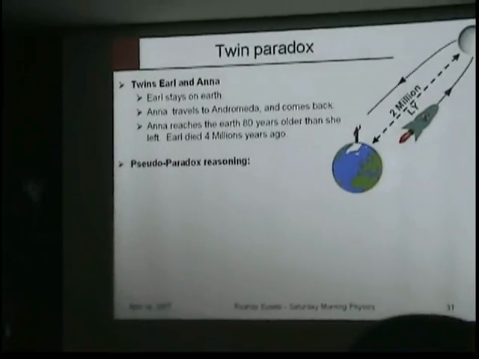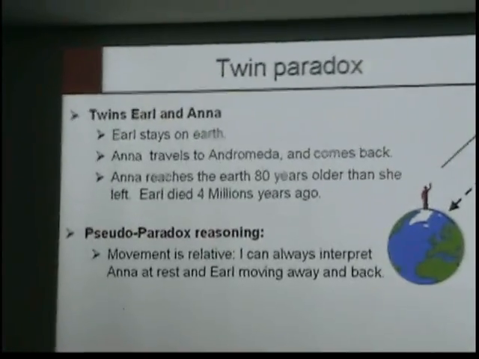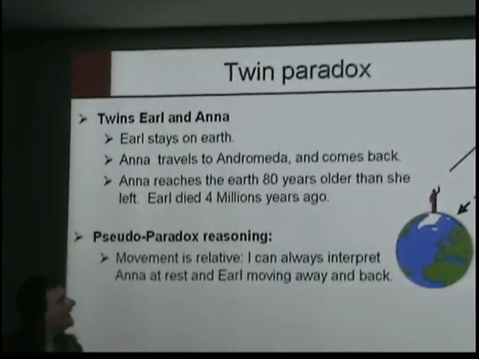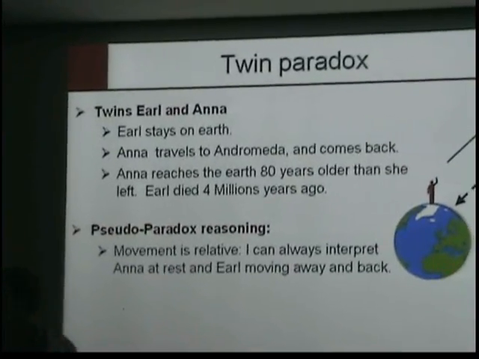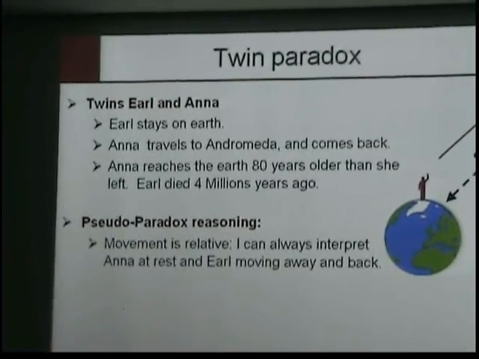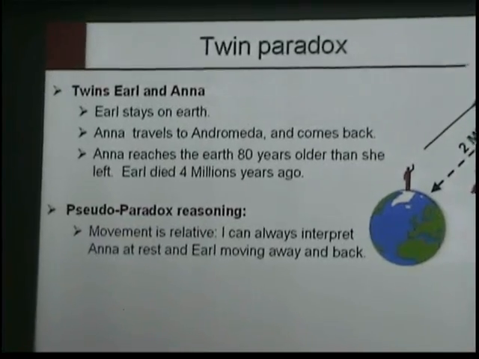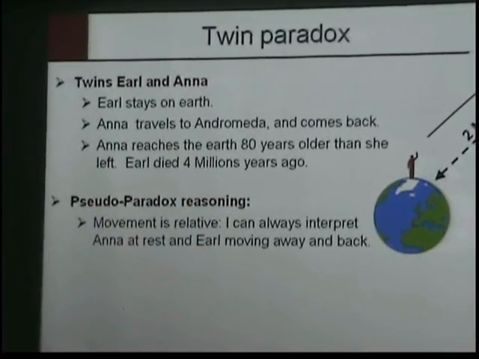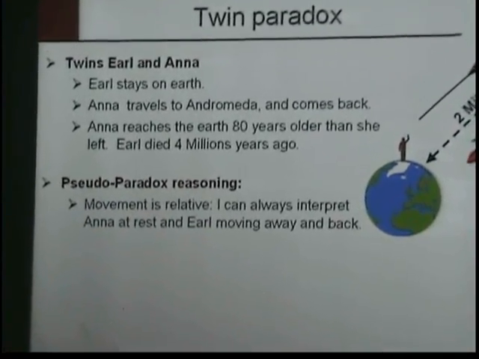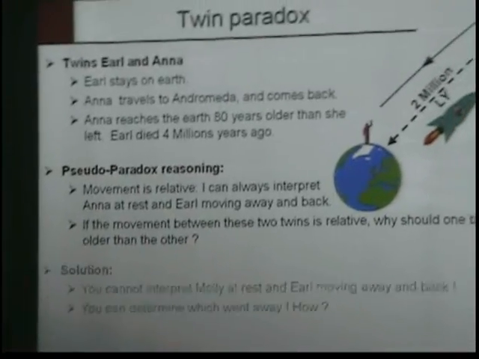Now, people say, oh, this is a paradox. And you say, why? Because if the movement is relative, you can always say that Anna is staying and Earth is moving. So the movement is relative. So in that case, you would expect Anna to be dead and Earth to be alive. How can one be older than the other one?